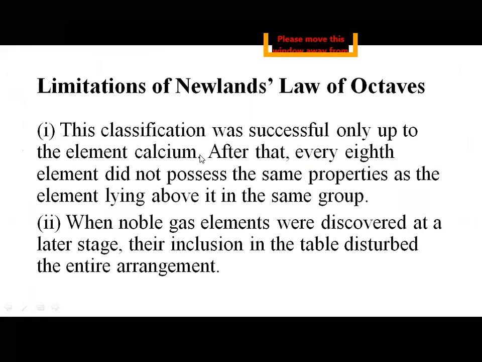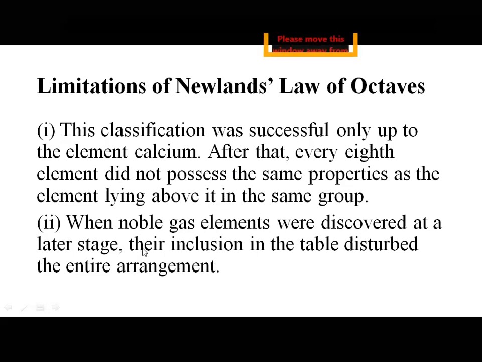That means up to calcium there was periodicity, there was repetition. But after calcium, the periodicity in the properties of the elements was not found. That means this law was not obeyed after calcium. Right? Next, at the time of this law, the noble gases were unknown.